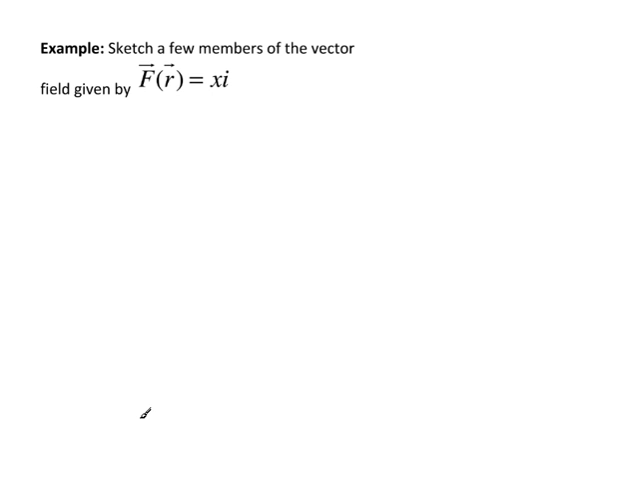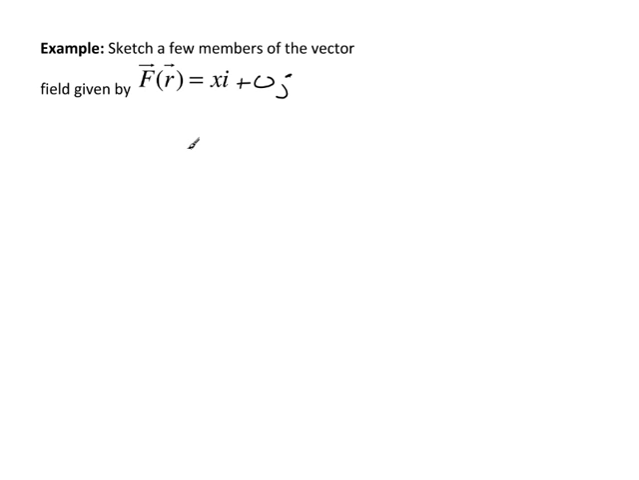Let's take a look at a pretty basic example here. I want to sketch a few members of the vector field given by f of r equals xi. Now I'm going to think of this as xi plus 0j. I wanted that because I'm going to do this in two space, and I just want to think in terms of what's going to happen with the y component.